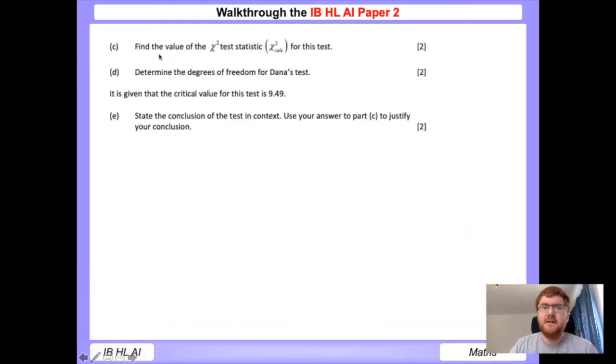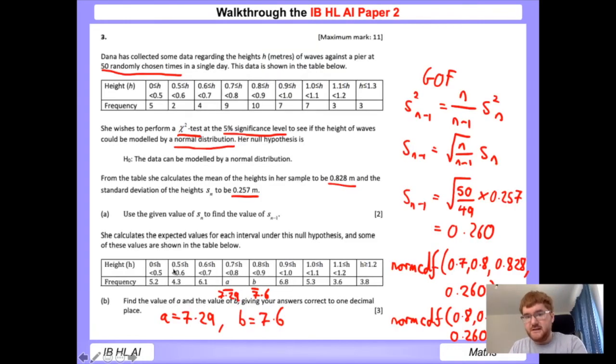Okay, and next part is find the value of the chi-square statistic, chi-square calculation for this test. And we're kind of going to work out the degrees of freedom as we go along as well. So I've done a bit of research into this on the high level course, and what we need to realize, even though it's not given in the question, is that we actually notice this 0 to 0.5, because this is not a range of 0.1 like these, that's from 0.5, this is actually quite a small frequency.